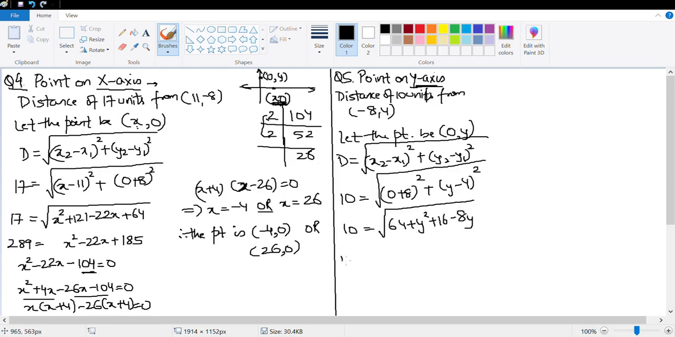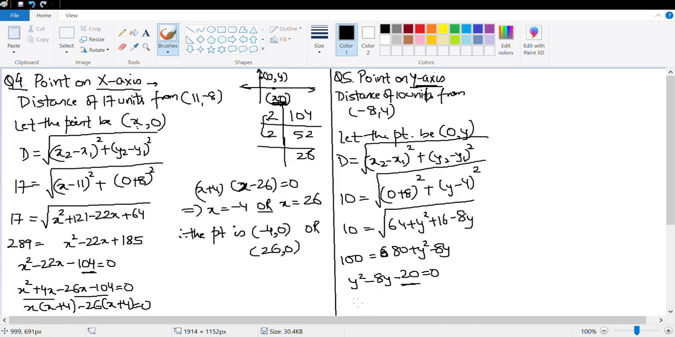Squaring both sides, I get 100 is equal to 64 plus 16, that's 80, plus y square minus 8y. So I get y square minus 8y minus 20, if I take 100 on the other side, equal to 0. This will be split as 10 and 2.